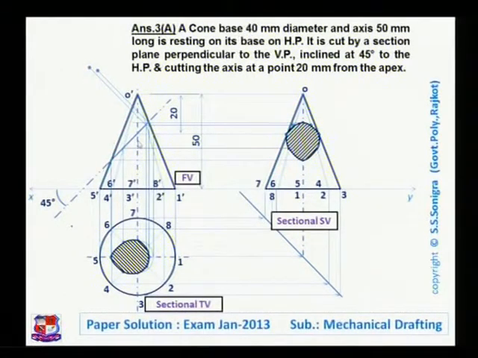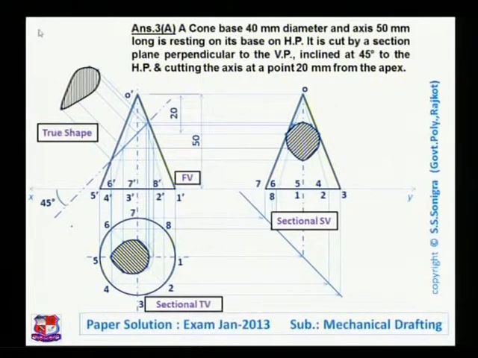Similarly for this point draw a line and measure the distance of this point, means this point and this point, from the XY line, transfer it over here. Similarly, for this point also draw a line, and for this point also draw a line, and join all these points with a smooth curve and draw sectional lines in this portion, and this represents the true shape of the section. If we cut this cone at an angle of 45 degrees from this point, this its true shape would appear like this. Hence, this is the solution of the given problem.